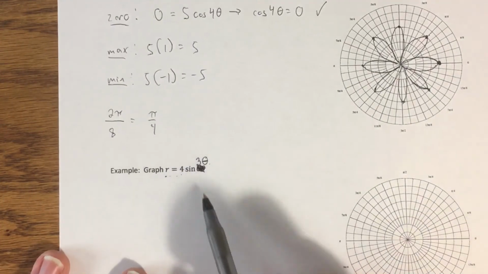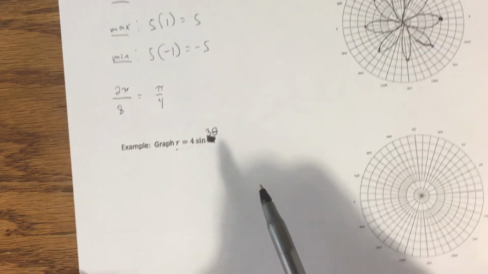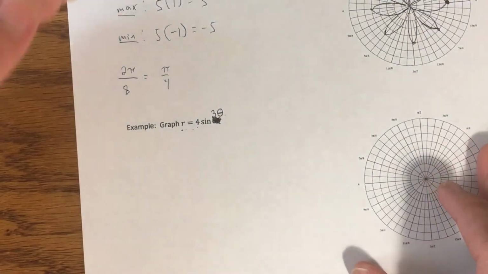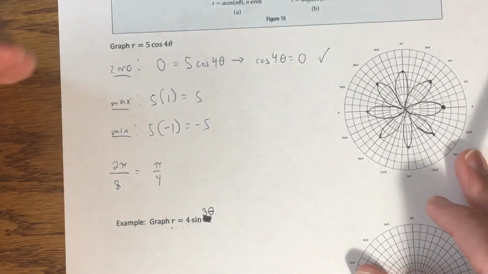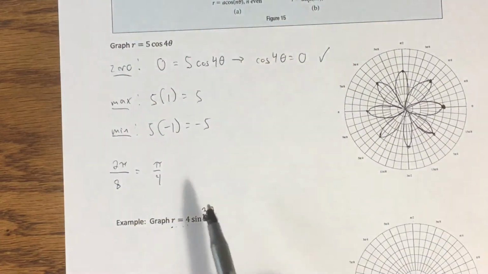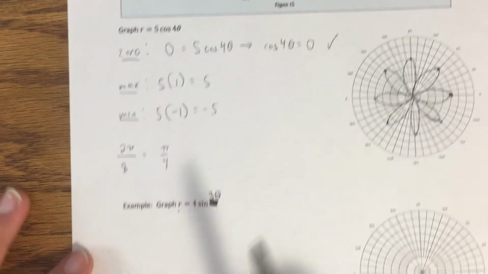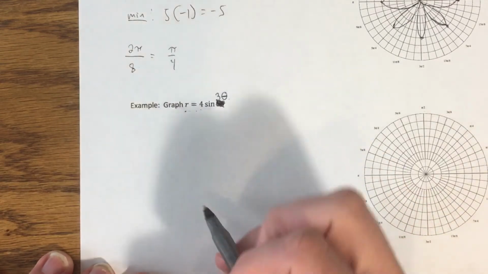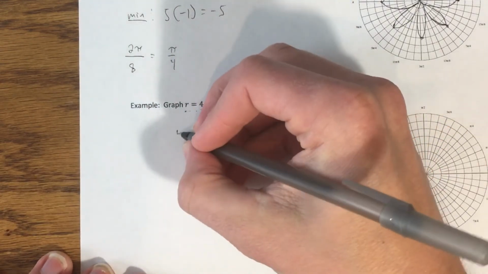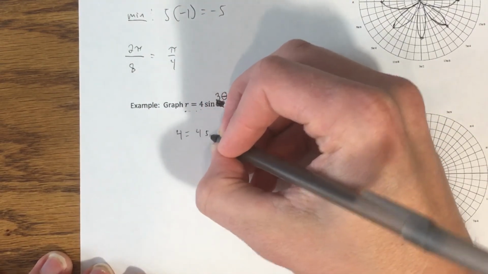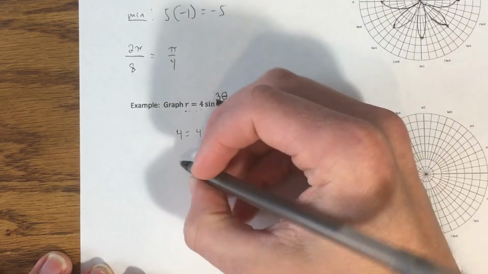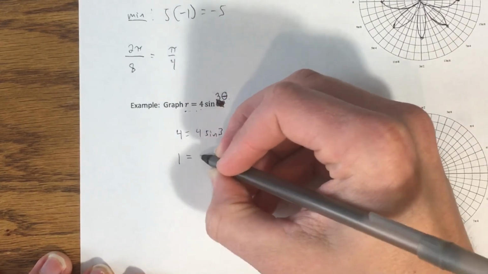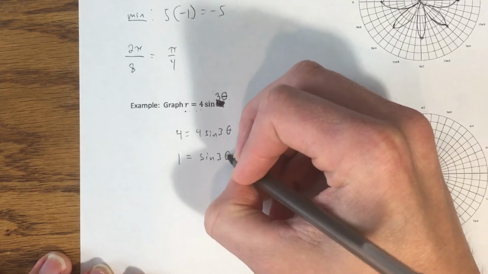So let's come over here for a second. I know that for this function, I'm not even going to go through the whole process as we did in the previous one of finding 0, max, min. I know that the maximum value is going to be 4. If I set r equal to 4, so 4 equals 4 sine of 3 theta, that tells me that 1 is equal to sine of 3 theta.